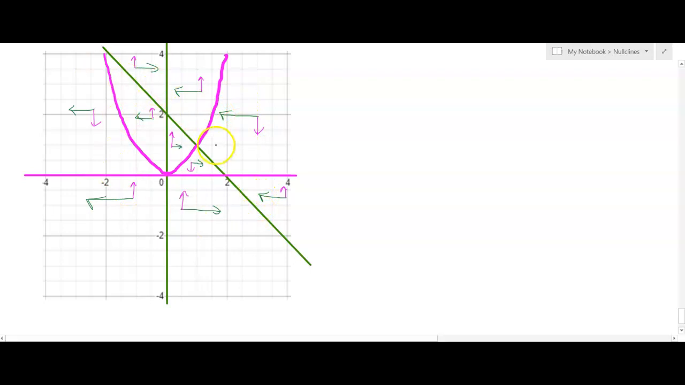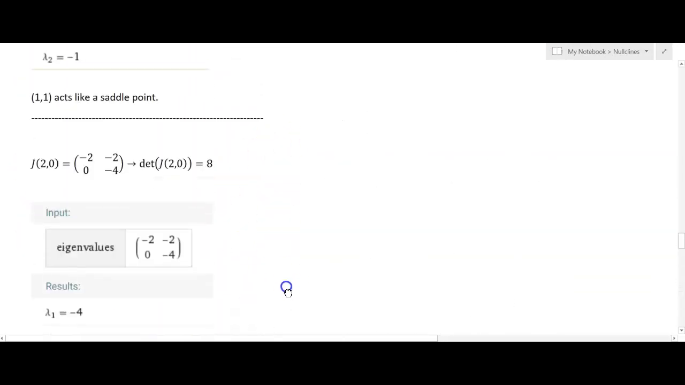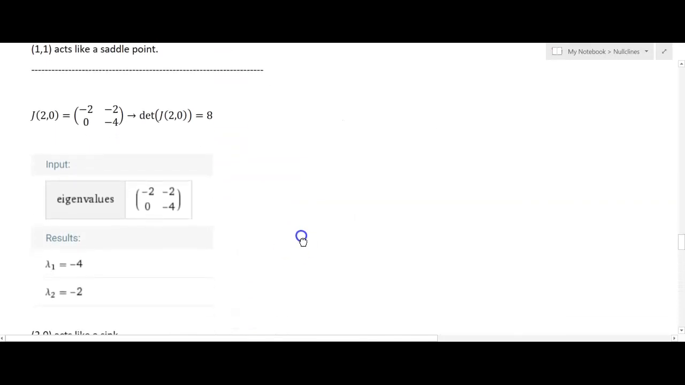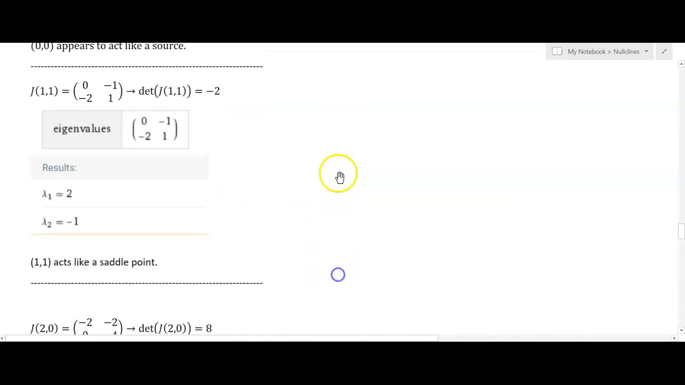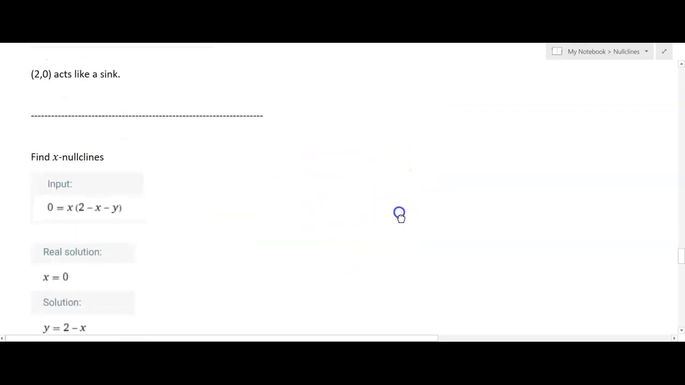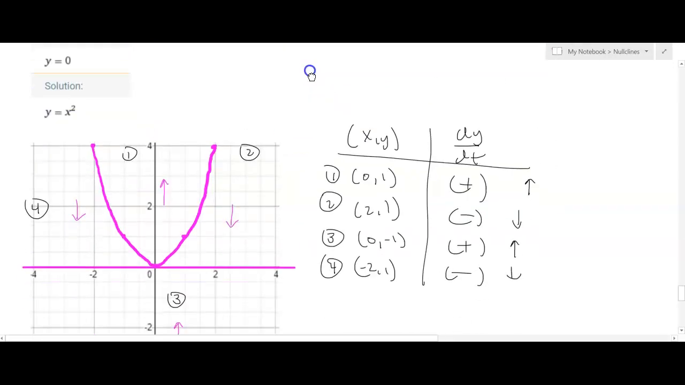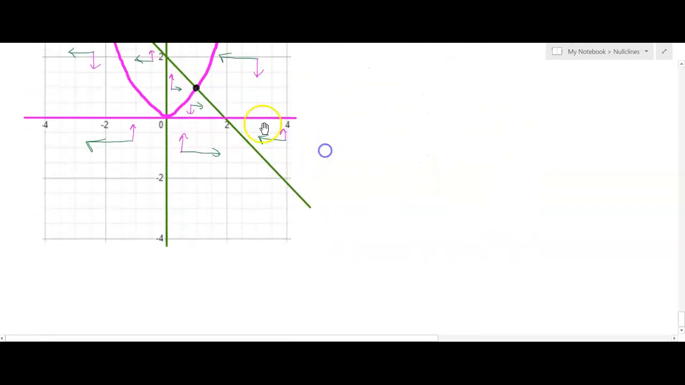And we again see our equilibrium points. There's (1, 1). (1, 1) acts like a saddle point. (2, 0) acts like a sink. (0, 0) acts like a source. So only (2, 0) can actually suck solutions into it. And again, we can just see where these equilibrium points are, where the green and pink lines intersect.